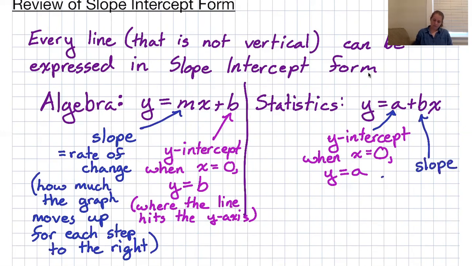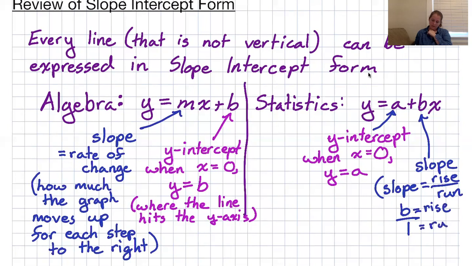So we often see this as rise over run. So slope equals rise over run. So in this case, if we just put a 1 underneath, b over 1 is the same as b. b divided by 1 will stay b. So the top would be our rise. The bottom would be our run.